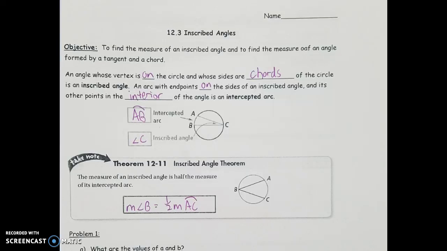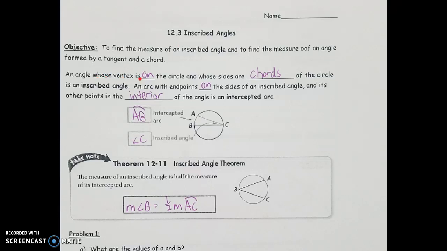In 12.3, we're looking at a new part of our circles, and that would be inscribed angles. So a couple objectives. We're going to find the measure of these inscribed angles. We're also going to find the measure of angles formed by a tangent line and a chord. So first of all, if we're going to use inscribed angles, we should probably define them.